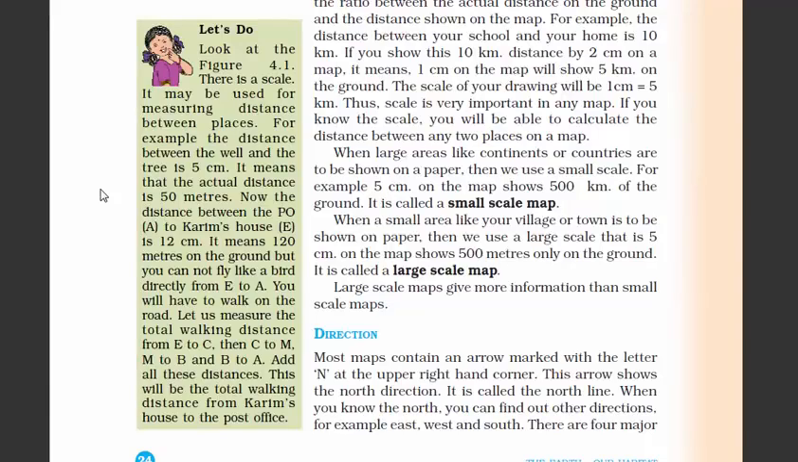And the second example, where 5 cm on the map shows 500 meters, is called a large scale map. Here you are zooming in and showing that small portion in a much larger way. Therefore 5 cm means 500 meters and 10 cm would mean 1000 meters, that is 1 kilometer. So you are zooming inside the map and seeing that position in a very zoomed in manner.